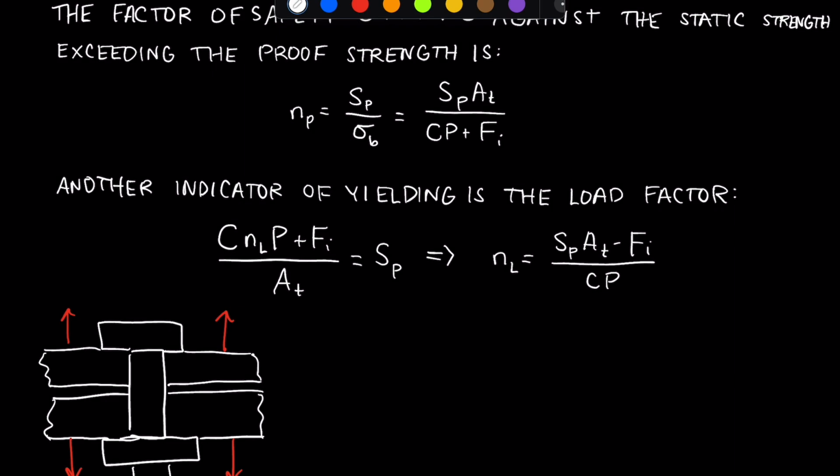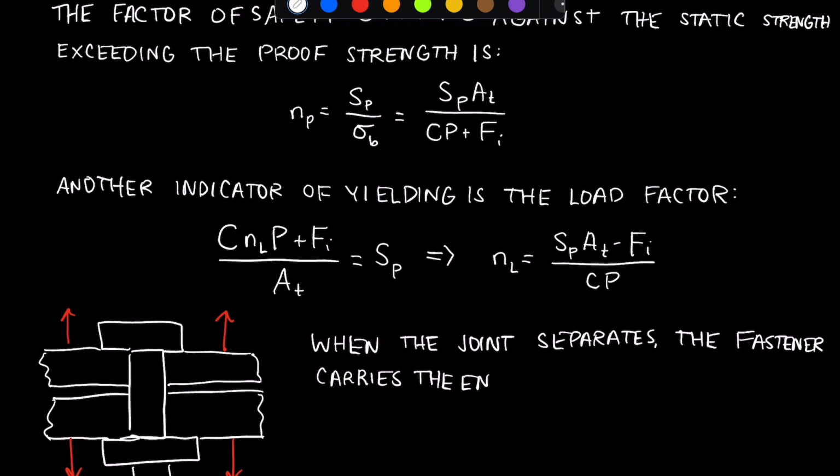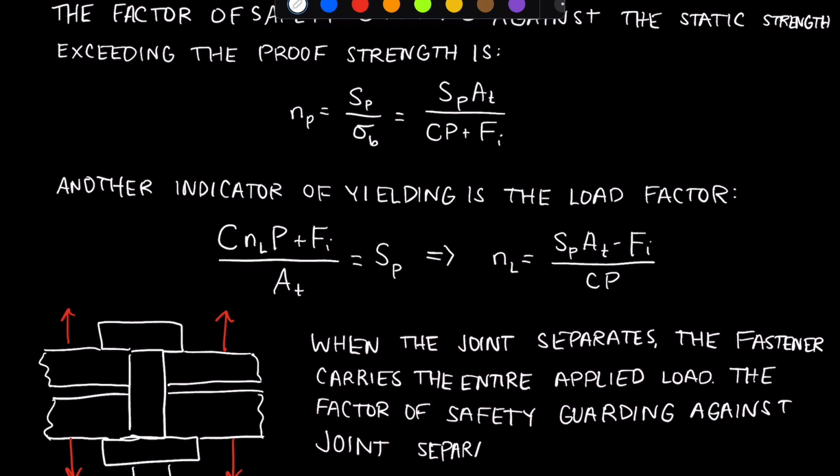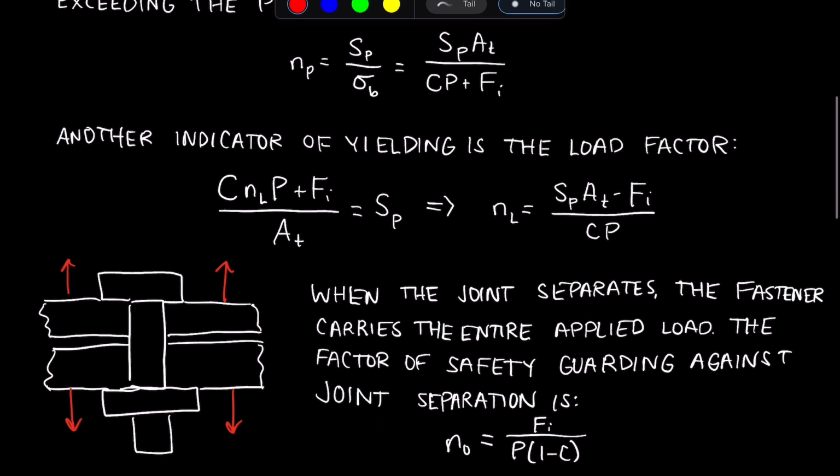And the factor of safety guarding against this type of failure is given by, okay, here's our equation. So the factor of safety guarding against joint separation is given by the ratio of the preload to the portion of the external load that is taken by the members. So the preload tells you how much those members are being clamped, and this portion of the external load tells you how much they're being pulled apart, essentially.